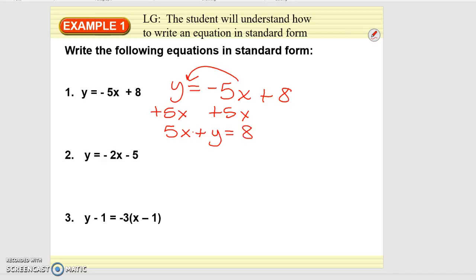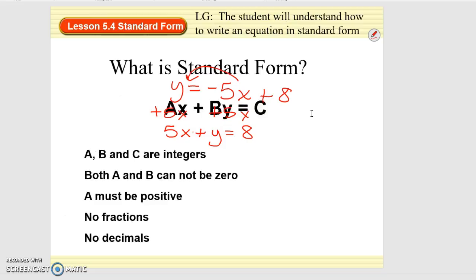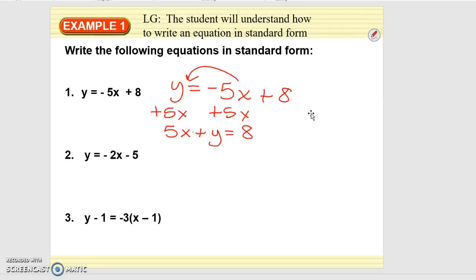And then I want to check to make sure that it has all those things standard form said I needed to have. So if I look back on this last slide, what were all the things I needed to have? Are a, b, and c integers? Yes, they're all integers. What's the integer in front of this y? 1. Are a and b both not 0? They're not. Is a positive? Yes. There's no fractions, no decimals, so I'm done. And that is it. I just changed it into standard form. We're going to start off kind of easy to make sure that it doesn't feel too bad at first.